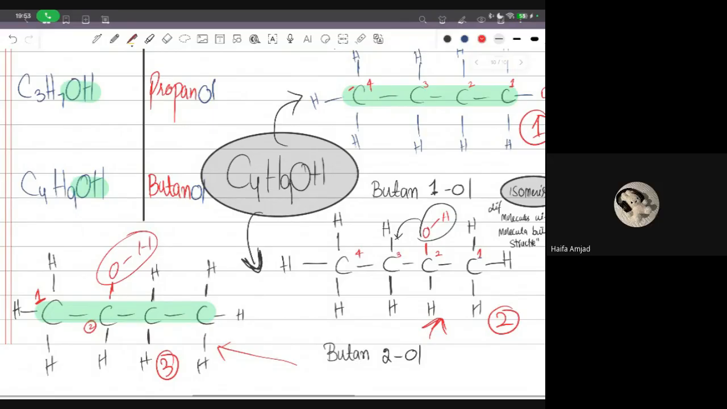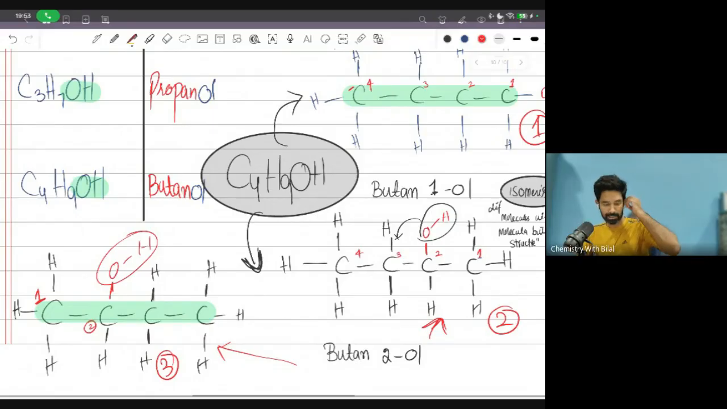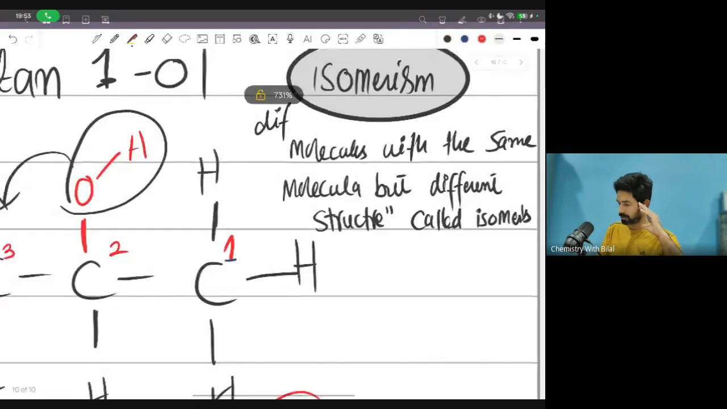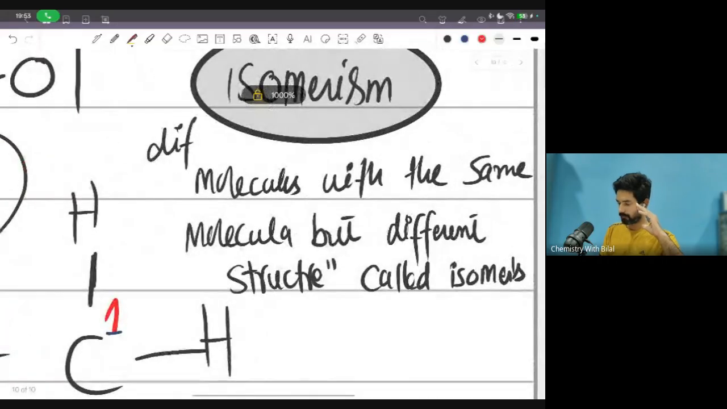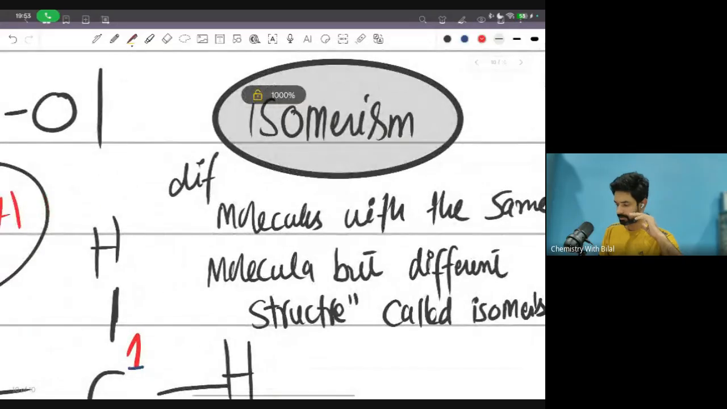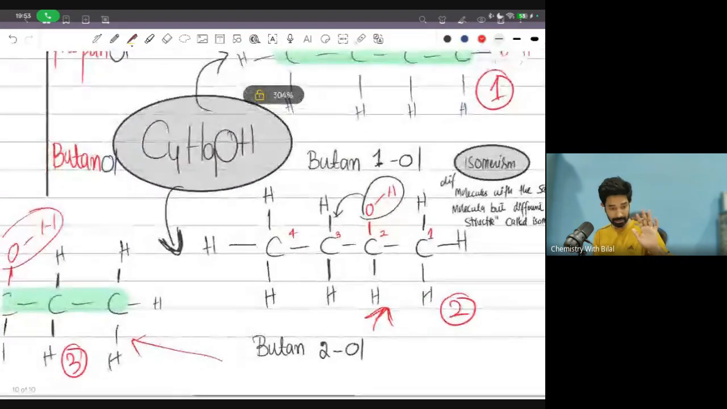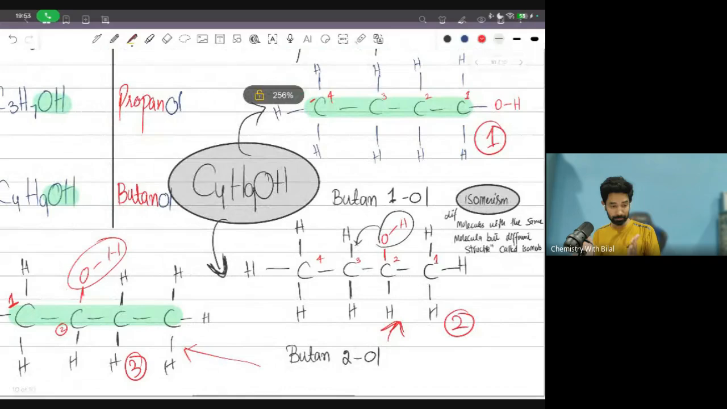Ali Hasnan? Yes, Haifa? Are they isomers? Yes, sir. How? Can you read the definition clear and loud? Haifa? Yes. What does the definition say? Molecules with the same molecular formula but different structures are called isomers. Different structure. Yes.